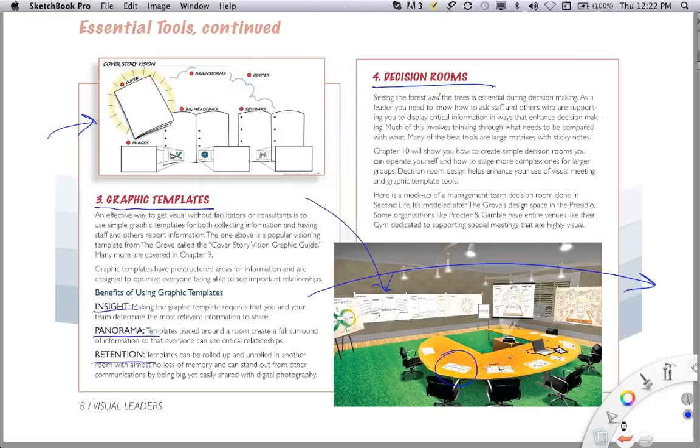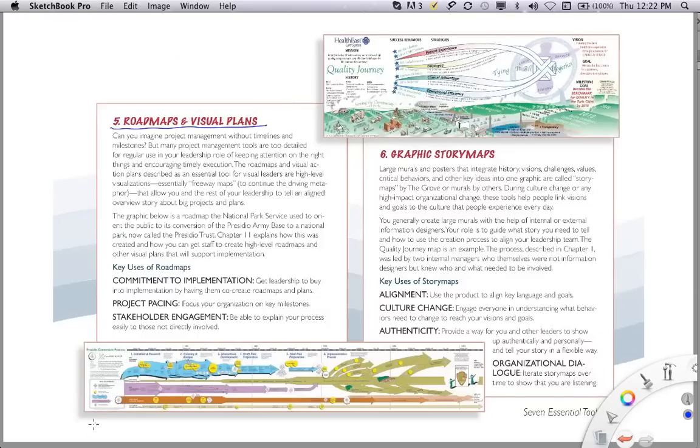A fifth one is our roadmaps and visual plans. This is a key to implementation, and the picture down here is a picture of the Presidio transformation process. When the Army abandoned the Presidio in San Francisco, it became a national park, and they went through an elaborate several-year process of making that conversion.